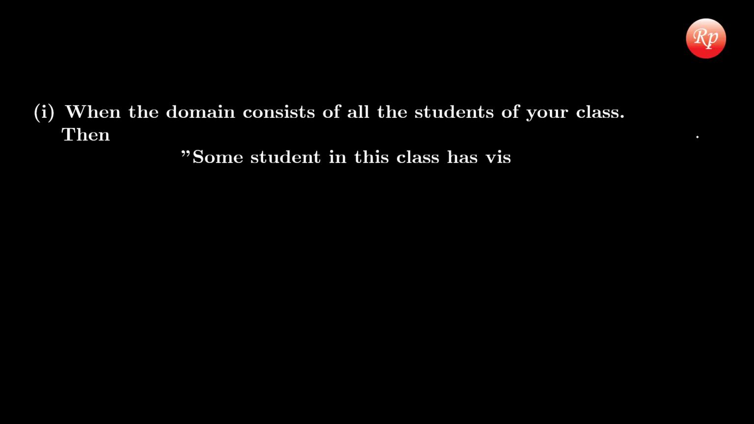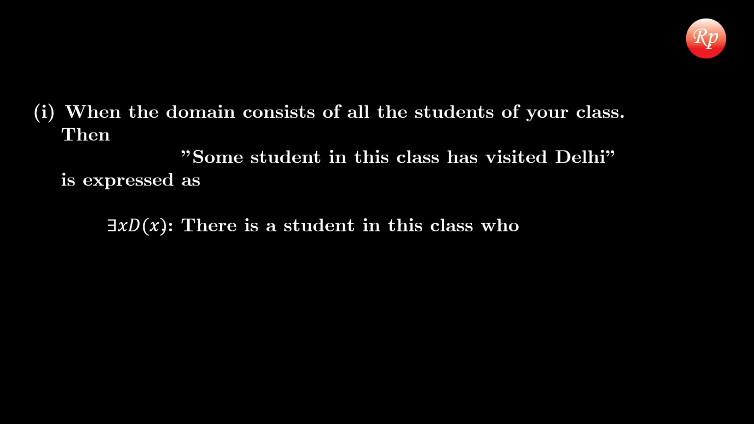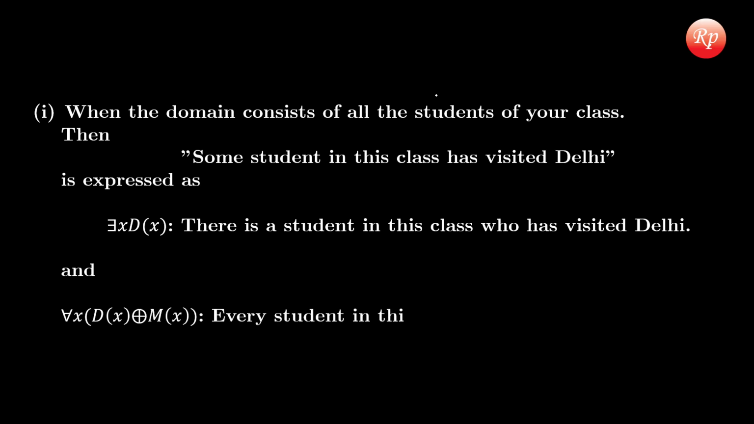Some student in this class has visited Delhi is expressed as there exists a student x, D(x). That means there is a student in this class who has visited Delhi. This notation is of there exists, the existential quantifier. And the second, for all x, D(x) exclusive or M(x). So every student in this class has visited either Delhi or Mumbai.